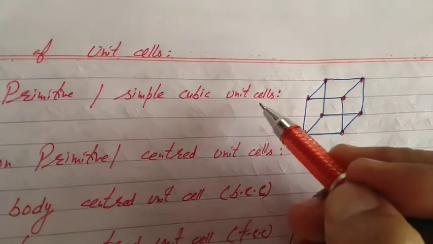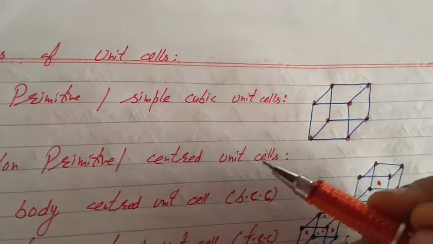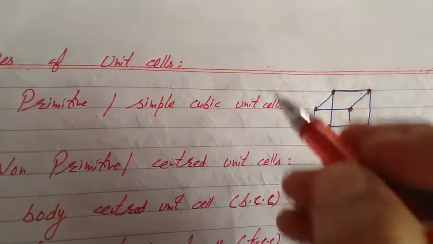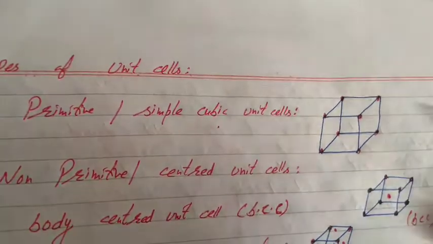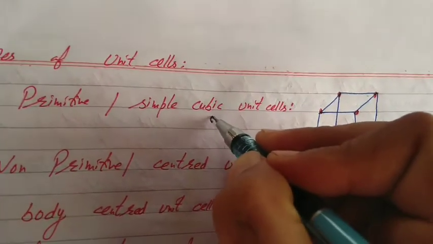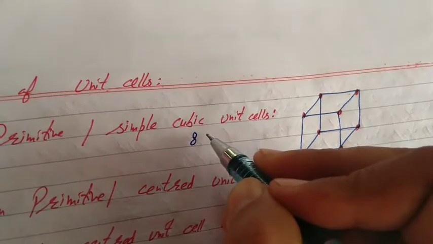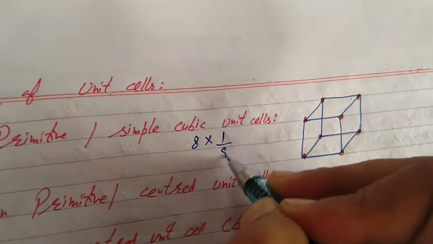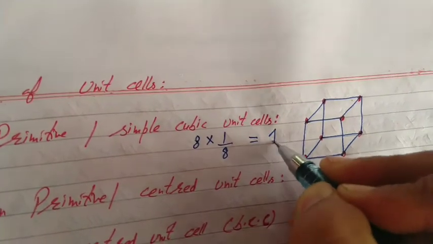Students, in simple cubic unit cell, how many particles are present? In BCC, how many particles are present? Simple cubic, that is particles only at corners. We know a unit cell has 8 corners. But in space lattice, each corner is shared by 8 adjacent unit cells. Contribution per unit cell is 1 by 8. Number of particles per unit cell in simple cubic system, your answer is 1.